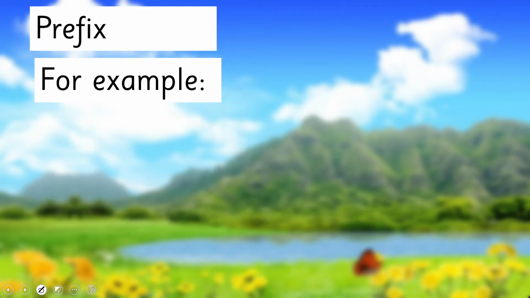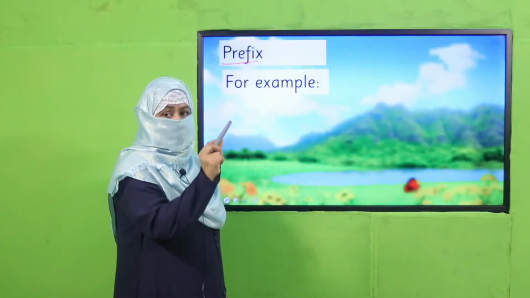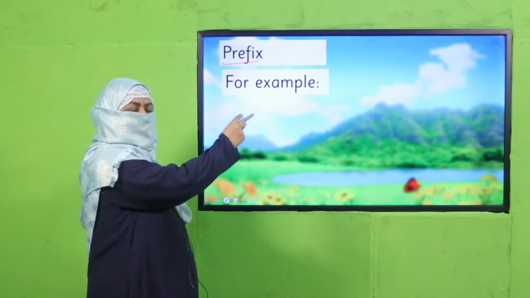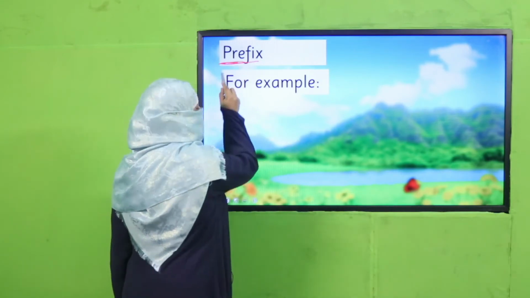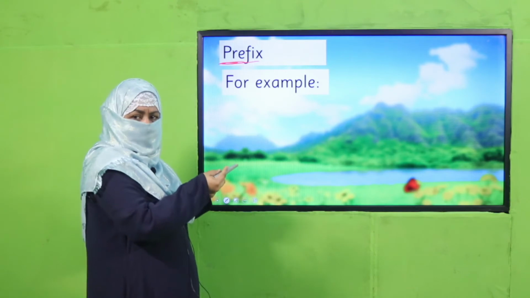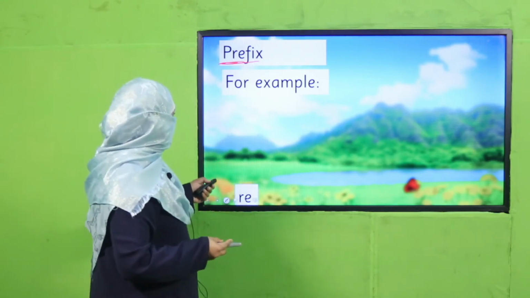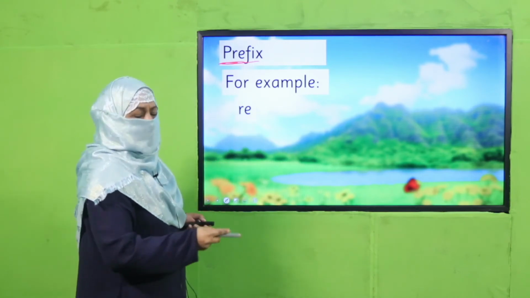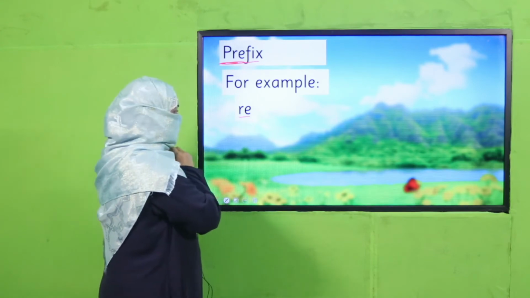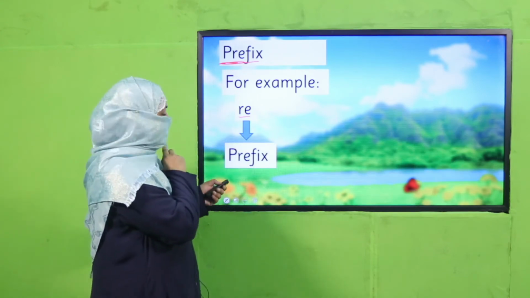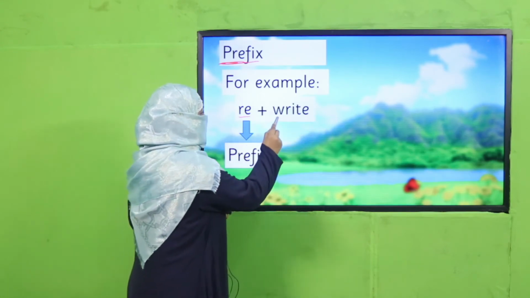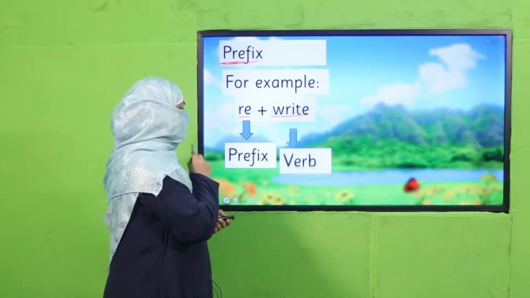The next is the example of prefix. So what does it mean? I'm going to add a letter or a group of letters before the word. That's why it means it's a prefix. Pre means before, okay, beginning. So here it is. The prefix is re. It's a prefix, and I'm going to add it to this word, write, which is a verb.